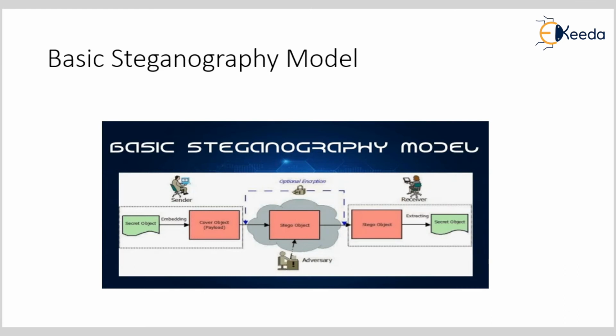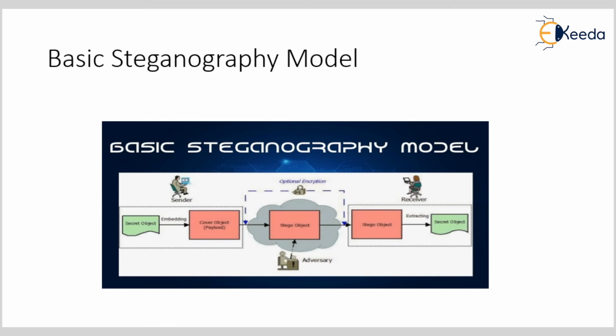Now, this is the basic steganography model, wherein we can see that a secret object is being embedded with the cover object. The cover object is then considered as the payload. Payload is, as I told you previously, that when we send a letter to some other state, we provide the stamp on that envelope when we post it.